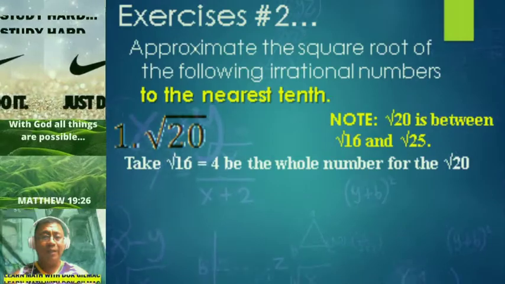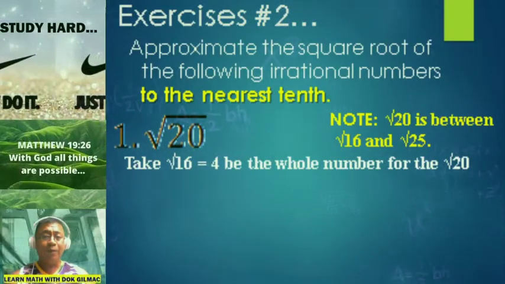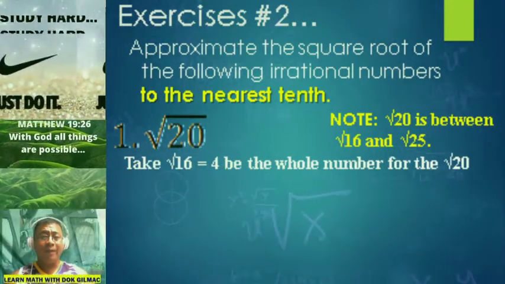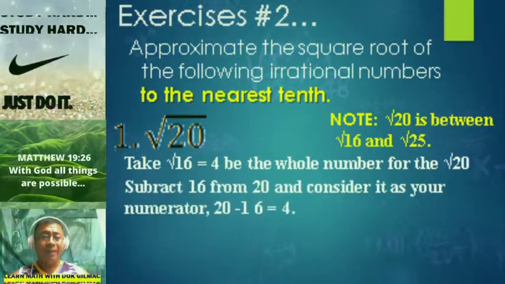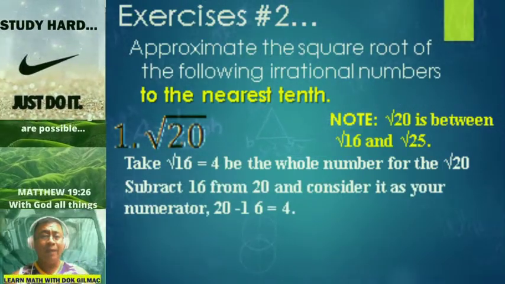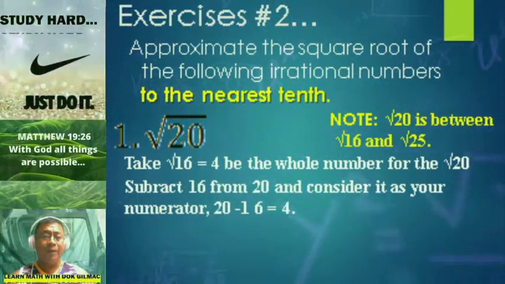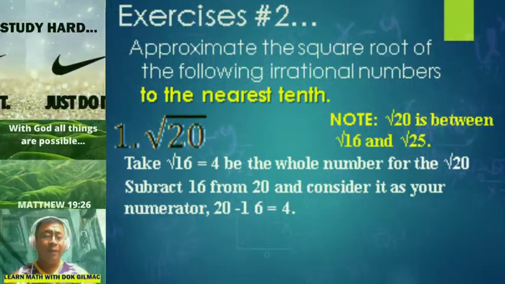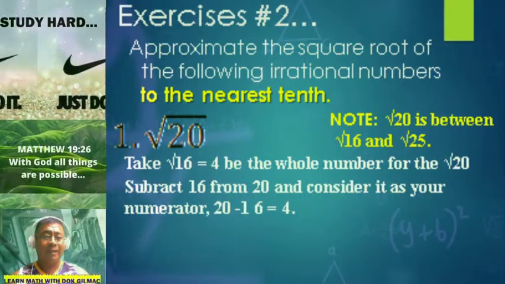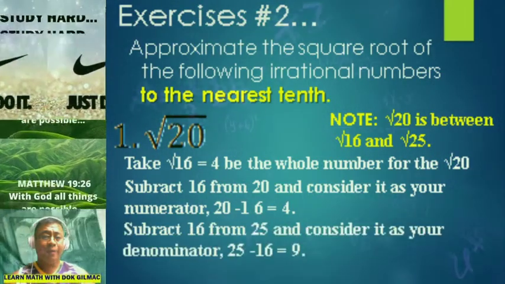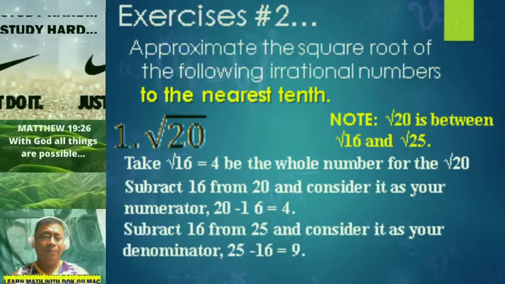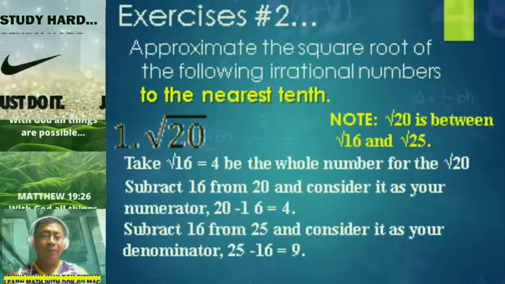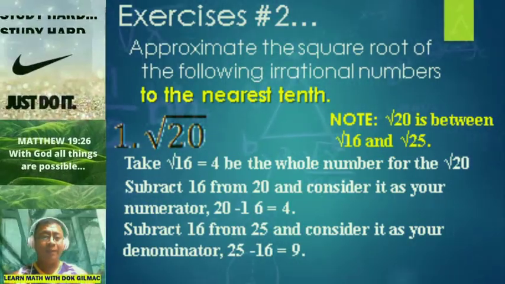Take the square root of 16, which is equal to 4, to be the whole number for the value of the square root of 20. Then subtract 16 from 20 and consider it as your numerator to get the decimal value of the square root of 20. So we have 20 minus 16 is equal to 4. Then subtract 16 from 25 and consider it as your denominator. 25 minus 16 is equal to 9.